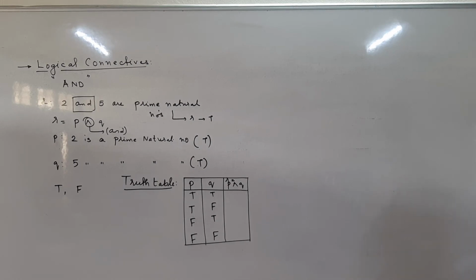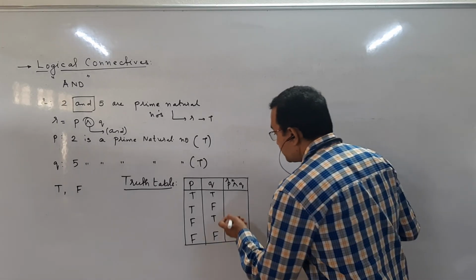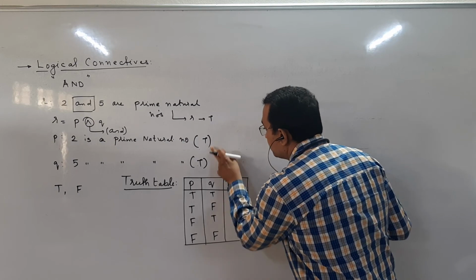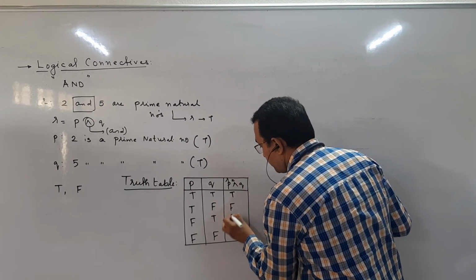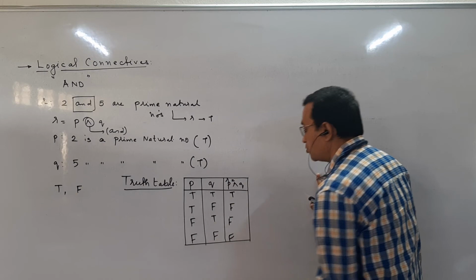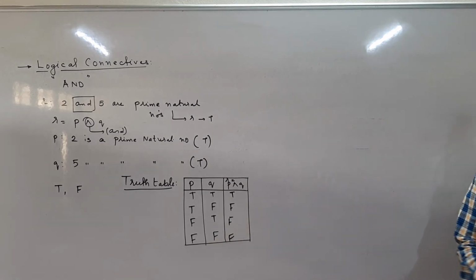First possibility, both are true. Second possibility, both are false. Third possibility, P is true, Q is false. Fourth possibility, P is false and Q is true. In the end, this compound statement is true provided both the component statements are true. In the remaining three cases, the compound statement is considered false.